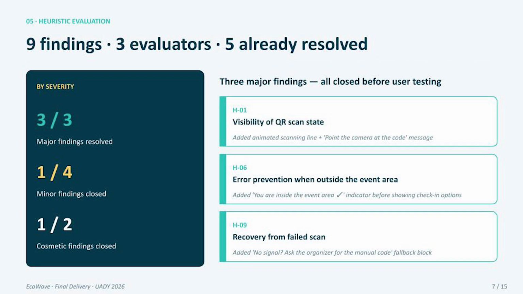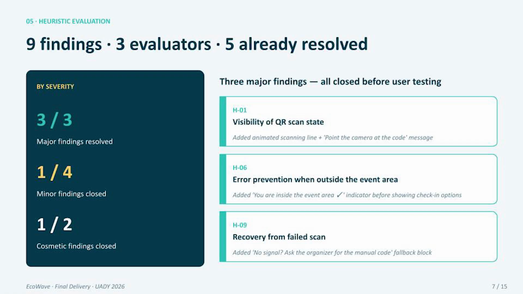3 of us applied Nielsen's 10 heuristics independently to the high-fidelity prototype. We then consolidated 9 findings in a joint session and signed severity by consensus. 3 findings were major: severity 3, 4 were minor, severity 2, 2 were cosmetic, severity 1. The 3 major findings were resolved before user testing.